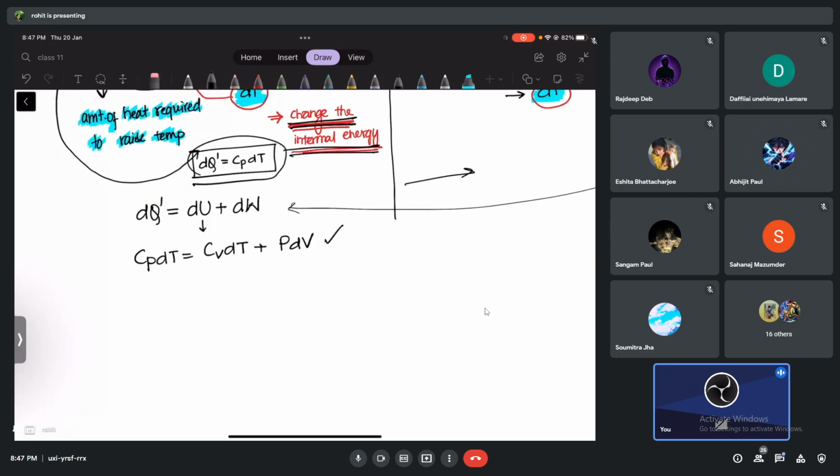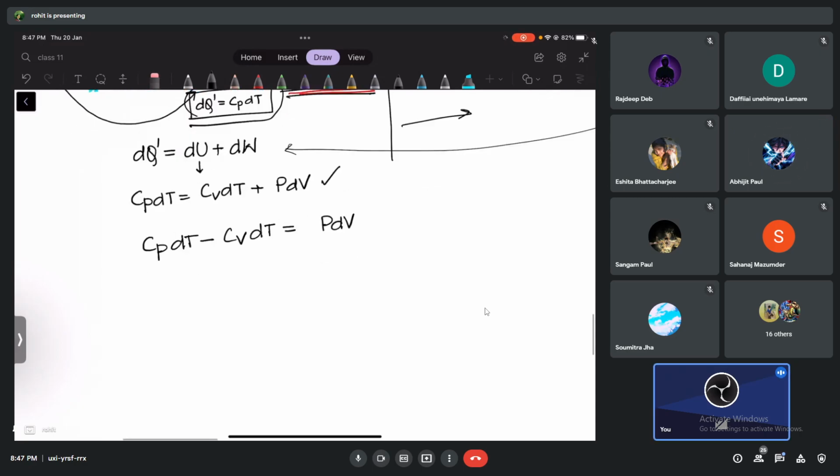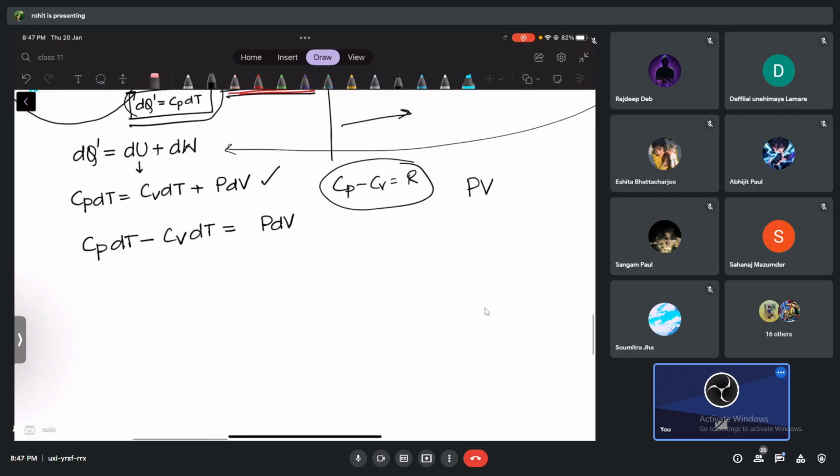See, why am I saying almost there? Because I'm going to arrange Cp dT minus Cv dT equals to what will I get? PdV. If you notice, our formula is Cp minus Cv equals to R. So I need to get R. And you all know, how do we get R? By writing PV equals to what? nRT. This is one way of getting that R. So I will show you now how we get this nRT.